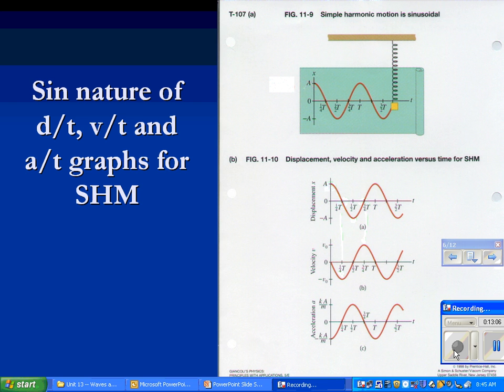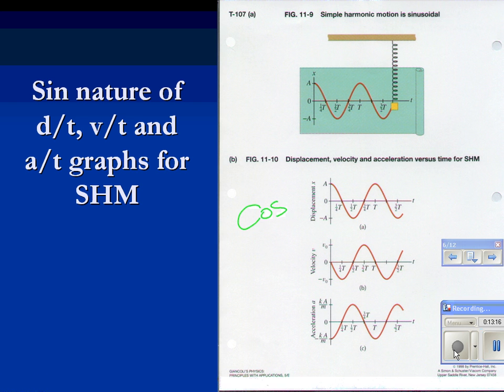Okay, let's take a look at this mathematically too. What do we have here? What kind of a curve do we have for our DT graph? Cosine. That's a cosine curve. What about our VT? Negative sine. And what about our AT?